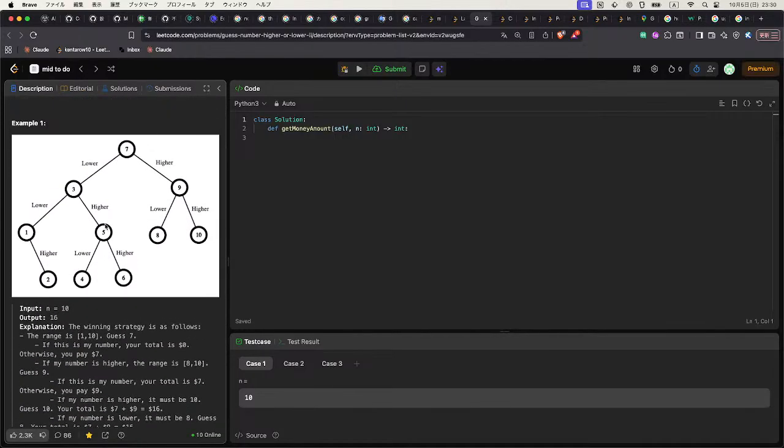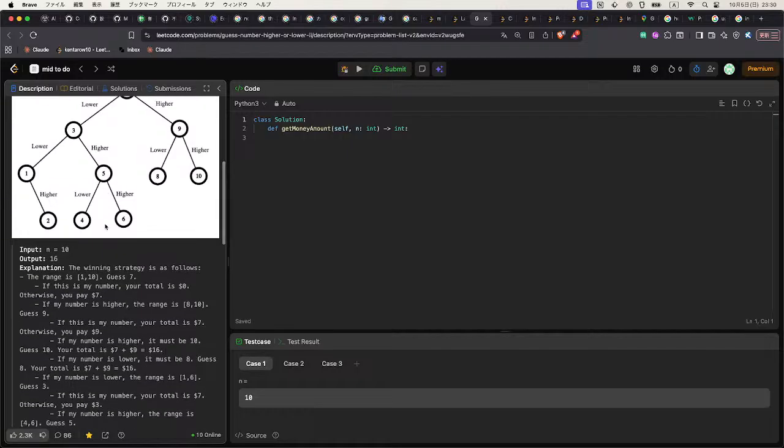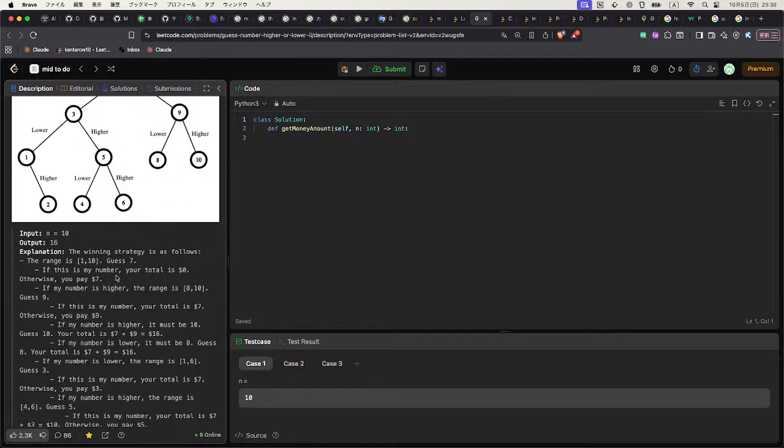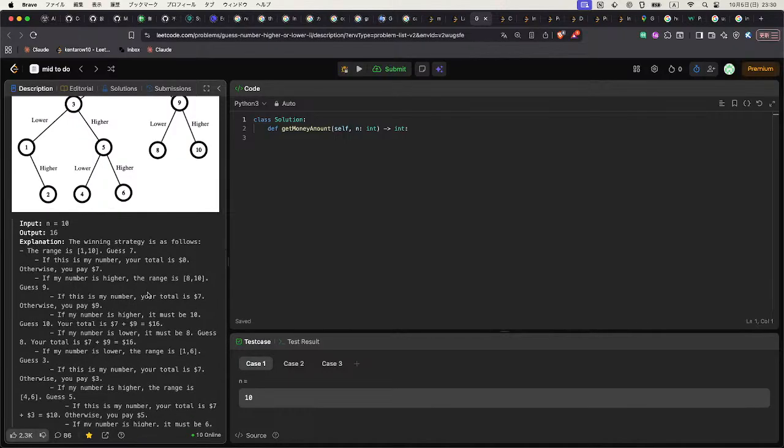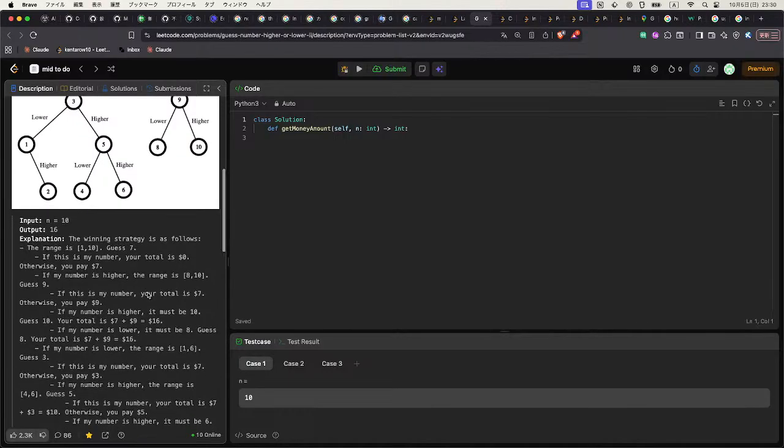Feels like difficult. N is 10. The winning strategy is as follows. The range is 1 to 10. Guess 7. If this is my number, your total is $0. If my number is higher, the range is 8 to 10. Guess 9.